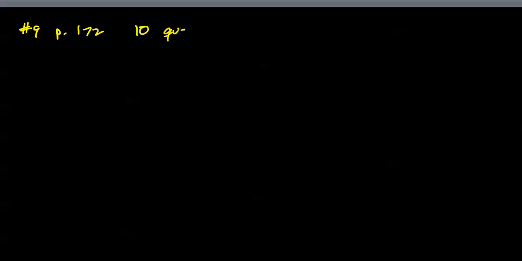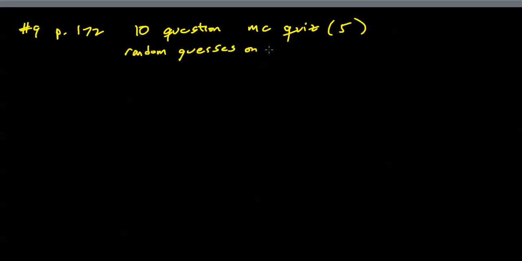So we've got a 10-question multiple choice quiz, and there's 5 choices per question. What is the probability of getting at least one correct? Alright, it's assuming random guesses on all the questions. Okay, let me write that down. If random guesses are made, find the probability that you get at least one correct.